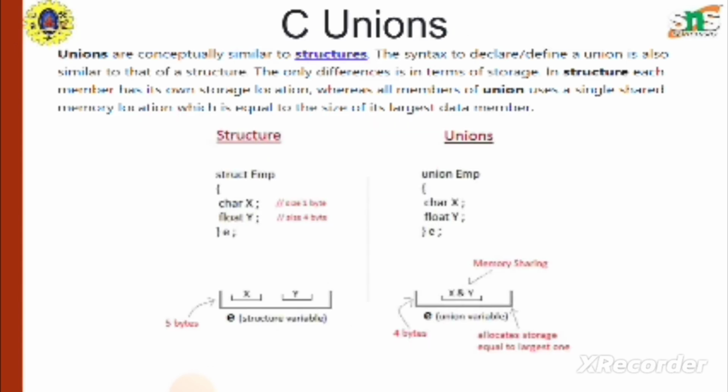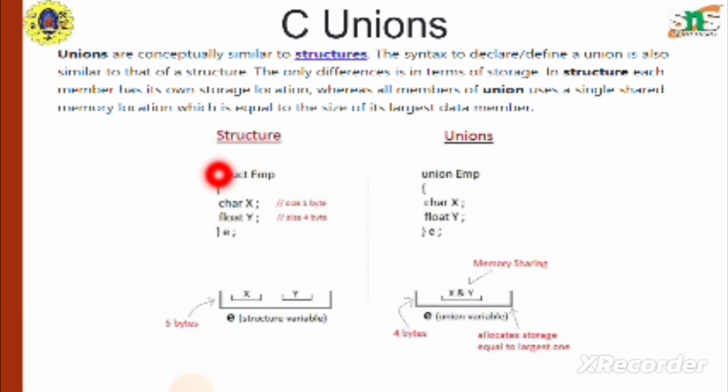So unions, what is union? Unions are conceptually similar to structure, but there is only one single difference. The syntax to declare or define a union is also similar to that of a structure, which means in structure we'll be using the struct keyword, in union we'll be using the union keyword. The only difference is in terms of storage. In structure, each member has its own storage location, whereas all members of a union use a single shared memory location, which is equal to the size of its largest data member.